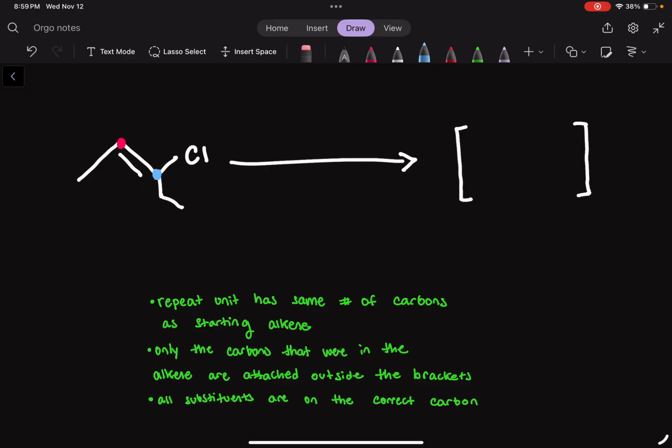And we also want to make sure that all substituents are on the correct carbon. So this methyl group right here, the ethyl, and the chlorine are all going to be attached to the correct carbon. So let's take a look at what that's going to look like.